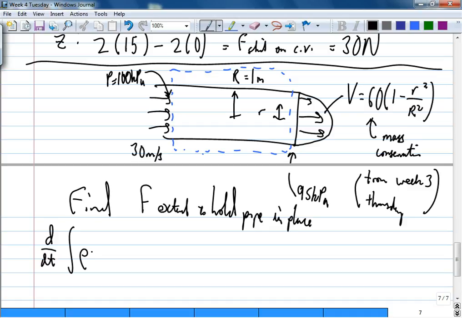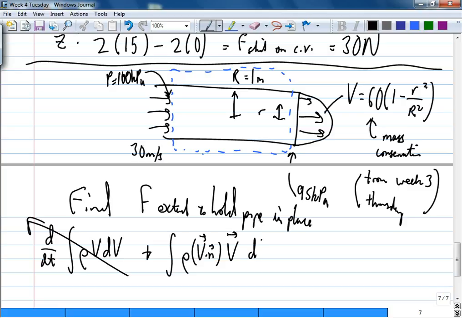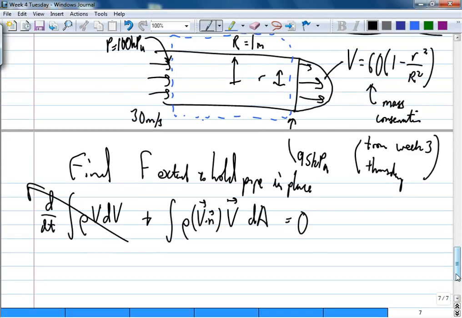The integral of rho v dV. Since this is steady state, this one goes, plus the integral of rho v (v dot n) dA across all the surface is equal to 0. So the sum of forces. In this case we have F pressure and we have F external.